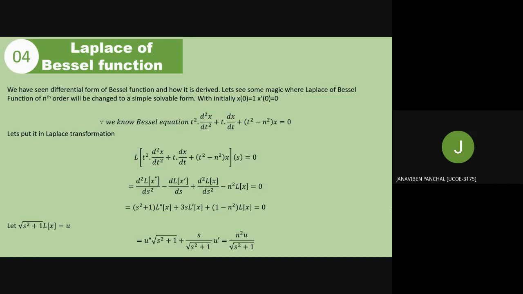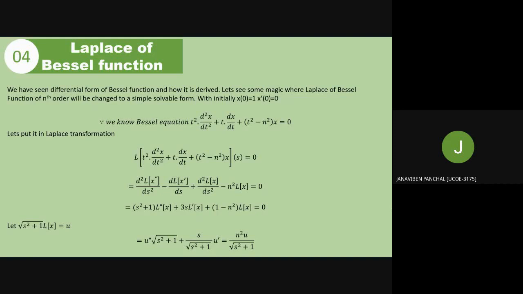Now we know the formula for Laplace of t raised to n f of t and the formula for Laplace of t f of t. Now applying both the formulas in this equation, we get d square by ds square Laplace of x double dash minus d by ds Laplace of x dash plus d square by ds square Laplace of x minus n square Laplace of x equals to 0. Solving this equation further, we get s square plus 1 L double dash x plus 3 s L dash x plus 1 minus n square Lx equals to 0.